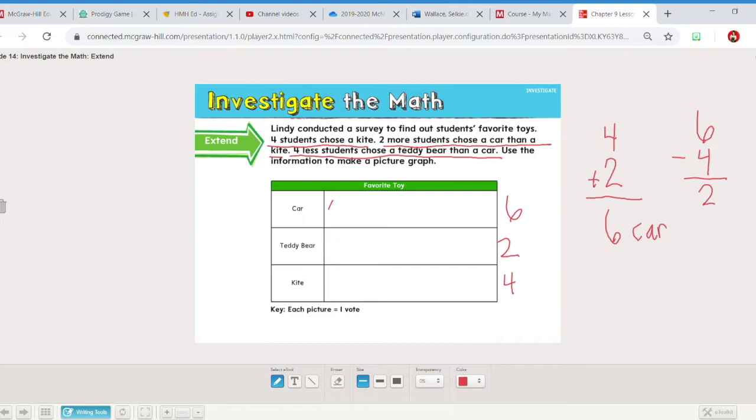Now that we have our numbers, we can draw our pictures. I'm going to try my best to draw my cars. They might look like shoes a little bit. Remember, we're not worried about having the most detailed drawing, as long as you can tell what it is in a picture graph. Oh, that car didn't want a second wheel. And there are 2 teddy bears.